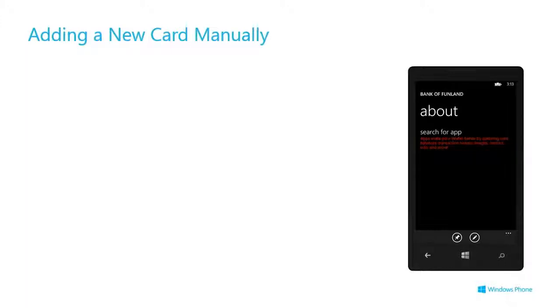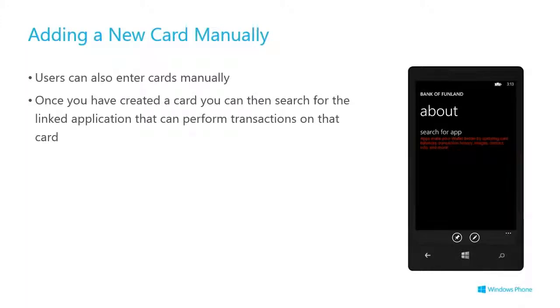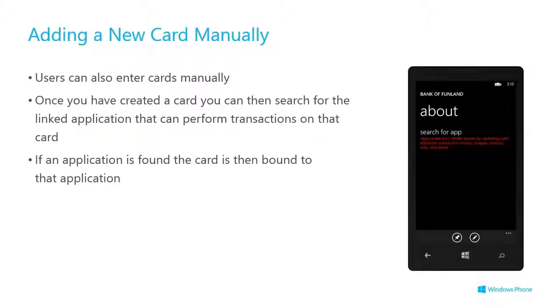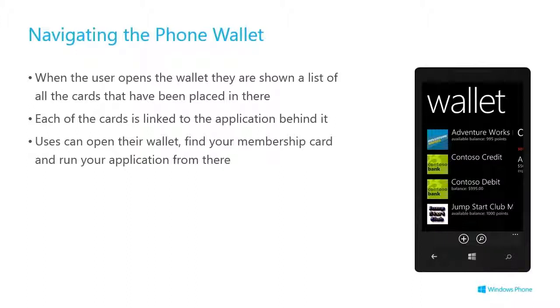Like we said, you hit the plus sign to get that going, and you complete the special chooser. And there's this add wallet item task. And then once you've completed that, we talked about searching for that linked application from the store. And when it finds it, it binds it to that wallet, to that card in your wallet.